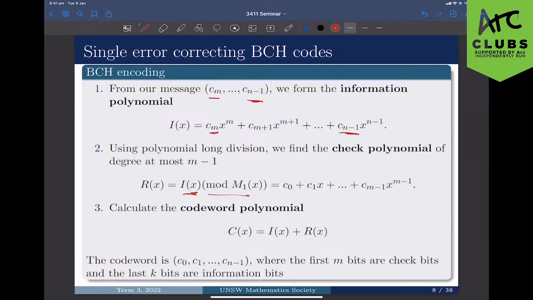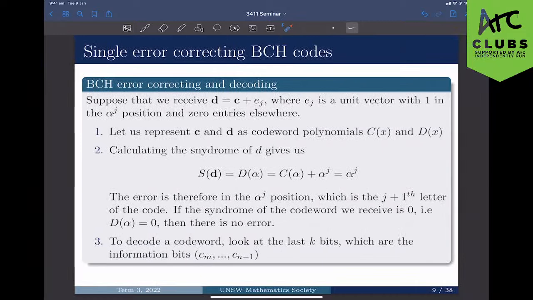So I(x) plus R(x). And then we look at the coefficients of this code word polynomial, which is going to be c0 to c(n-1). And that's our code word that has been encoded from our message. And now the first m bits of this code word are going to be the check bits, and the last k bits are the information bits, which correspond to the message that we wanted to encode.